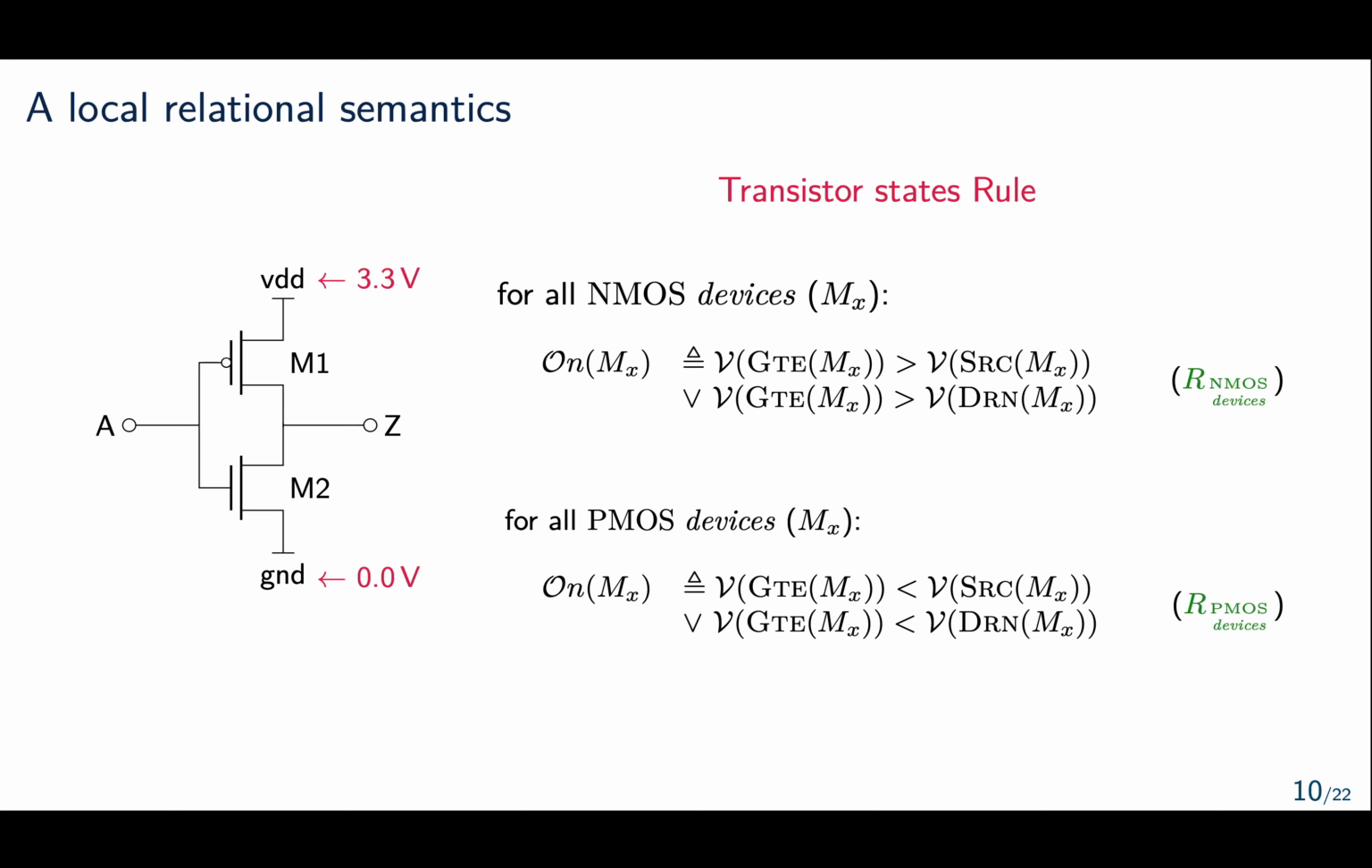A similar rule is defined for PMOS devices where the predicate on is true if and only if the gate voltage is less than either the source or drain voltage.